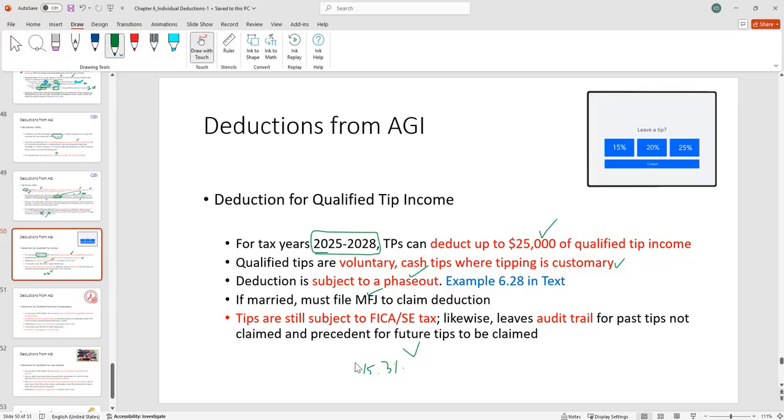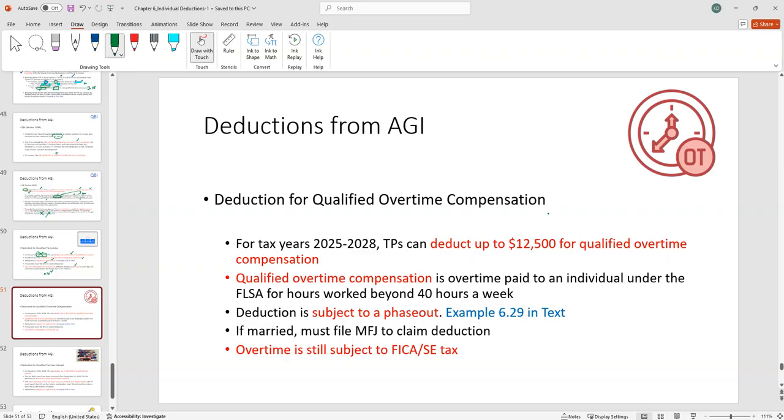Do be aware, if you work in a service industry, and I never claimed my tips in the past, and now I'm going to claim it, obviously you should. You're required under the law. But this now leaves an audit trail. If in the prior years you had no tips and now you claim 20,000 in tips, they're going to say, what's going on there? And likewise, when this thing goes away in 3 years and you want to go back to how you were doing it before, there's an audit trail. So tip income up to $25,000, it's phased out. Don't memorize that phase out.